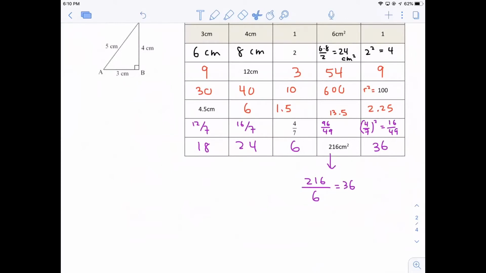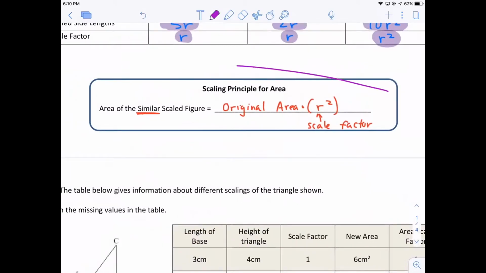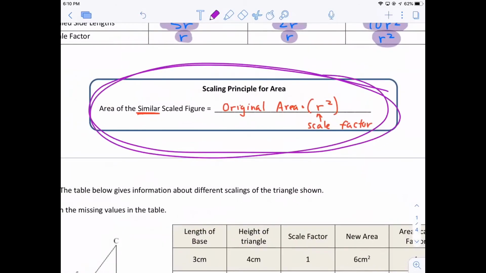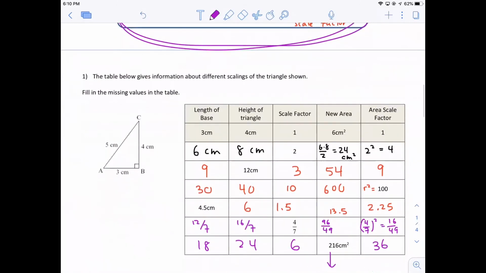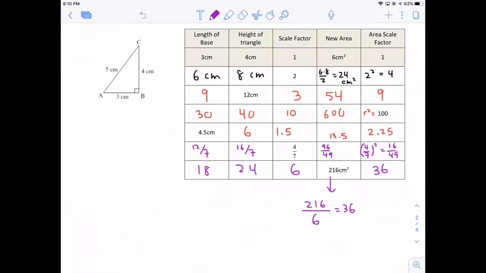All right. So that is applying this idea. If we're dilating about a point by some scale factor, right, we're going to create similar figures, and our area scale factor is going to be r squared. Cool.